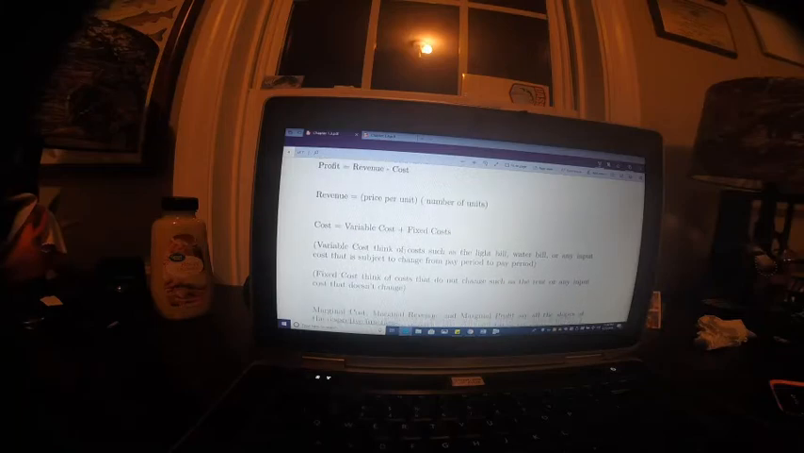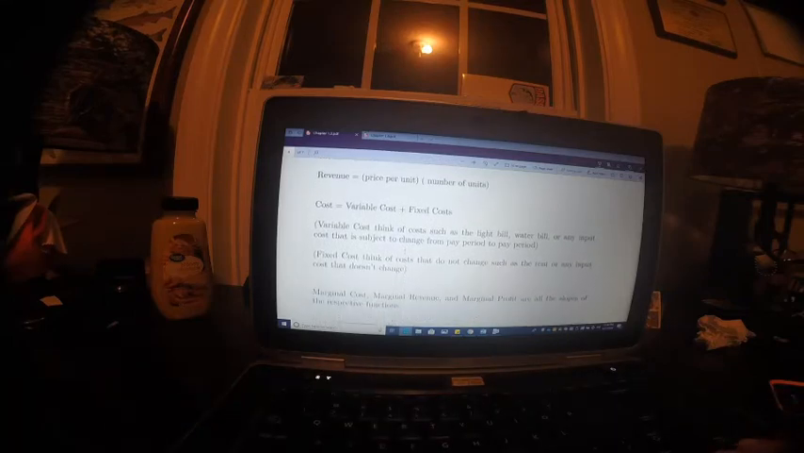Any constant cost that's going to stay constant is going to be a fixed cost. A lot of times these fixed costs are things like rent. Typically your rent doesn't change month to month. Usually you have a pretty set rent. So any input that doesn't change is a fixed cost.